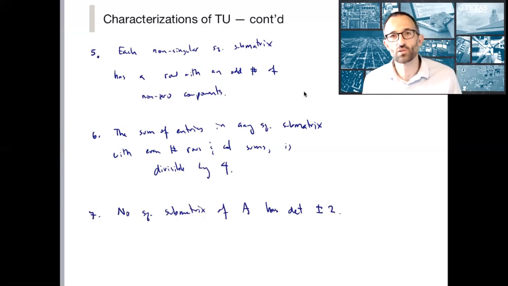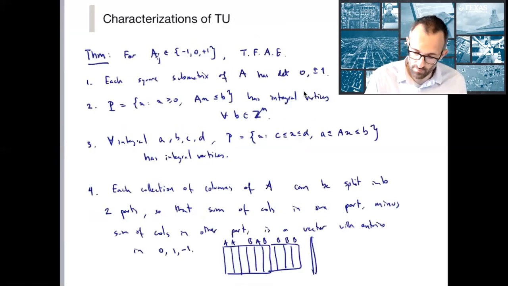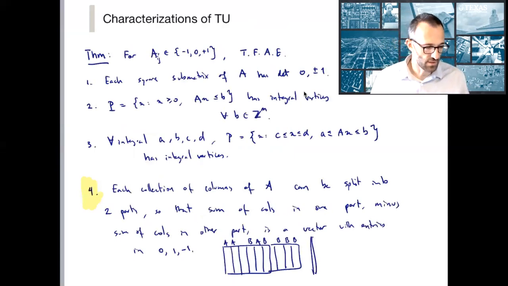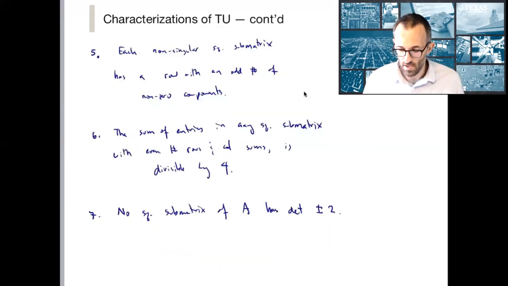For some of these, one direction is immediate. Like in this case, we know that if A is totally unimodular, then obviously no square submatrix has determinant plus or minus 2. It is the other direction that is interesting. So let me highlight just one in particular here, that this property you see used quite frequently. And again, this is something that we have used as well.